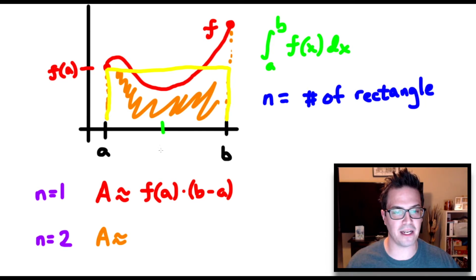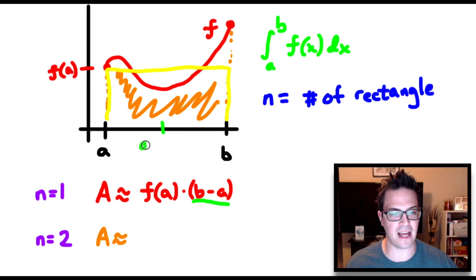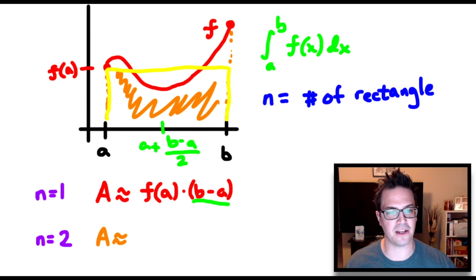So this coordinate right here is in the middle of this B minus A. Right here it's B minus A over 2. So this is the shift over here. The width is just B minus A, like we have right here, only it's B minus A over 2 because you're dividing it in half. So this value is going to be A plus B minus A all over 2.